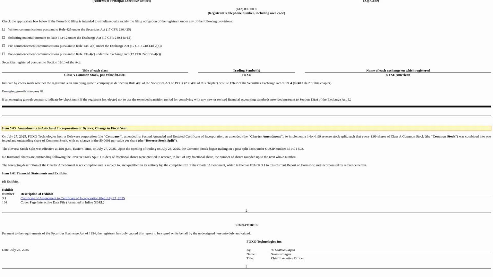The core of this filing is this amendment to their governing document, specifically their certificate of incorporation. This is the foundational legal document that lays out the rules for how the company is run. By amending this, they're officially making the reverse stock split a reality.